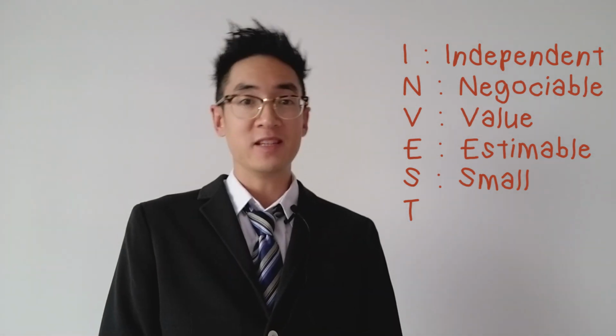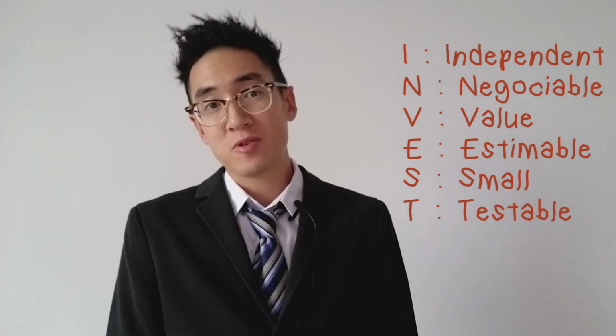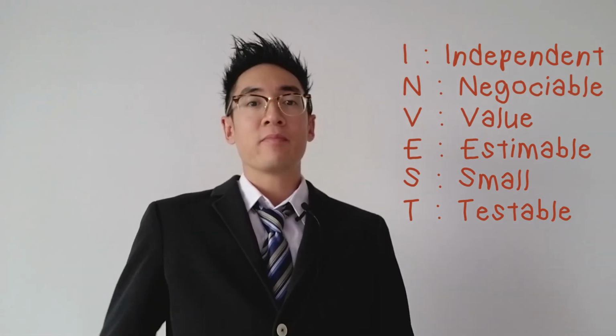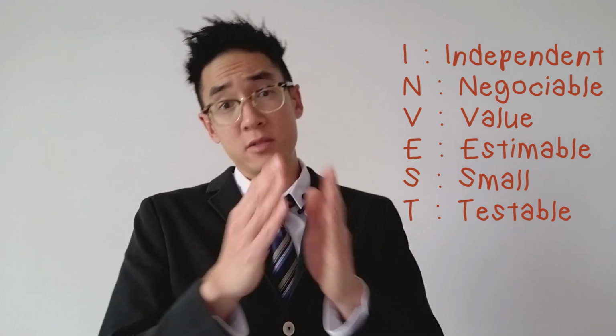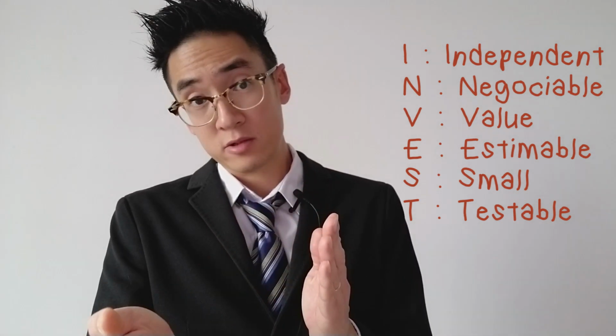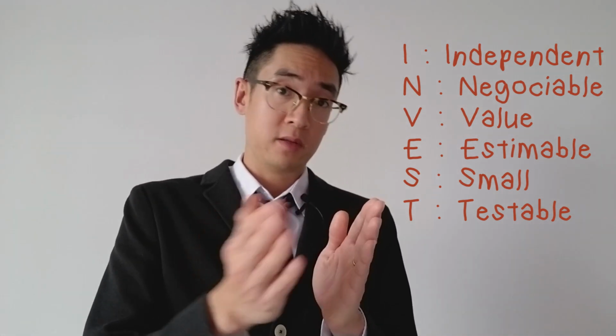Finally, the T is for testable. Each user story must be testable. Normally, if your user story is estimable and small enough to fit in one sprint, it will be testable. There is no reason otherwise.